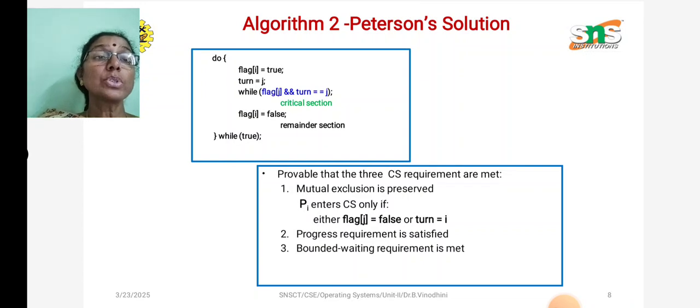So that solution can be applied as an example for any software based solution of process synchronization.